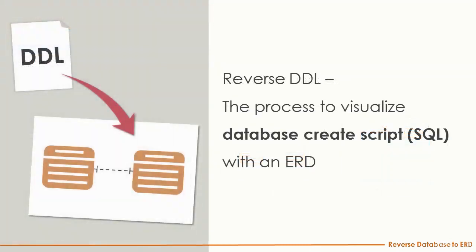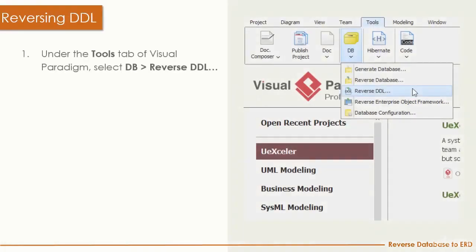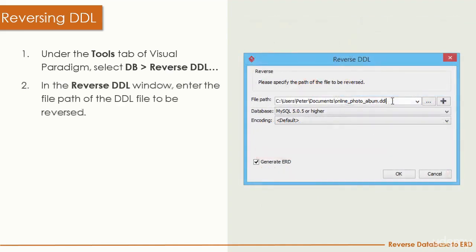I'm just showing you how to reverse the database from the online database. Sometimes you may not have a direct connection to the working database. We also can reverse the data definition language, the DDL, which is a text file. Reversing the DDL is similar to the database. You just go to Tools, DB. This time you choose Reverse DDL. And in the Reverse DDL dialog box, you select the DDL file and tell us what kind of database you are reversing.